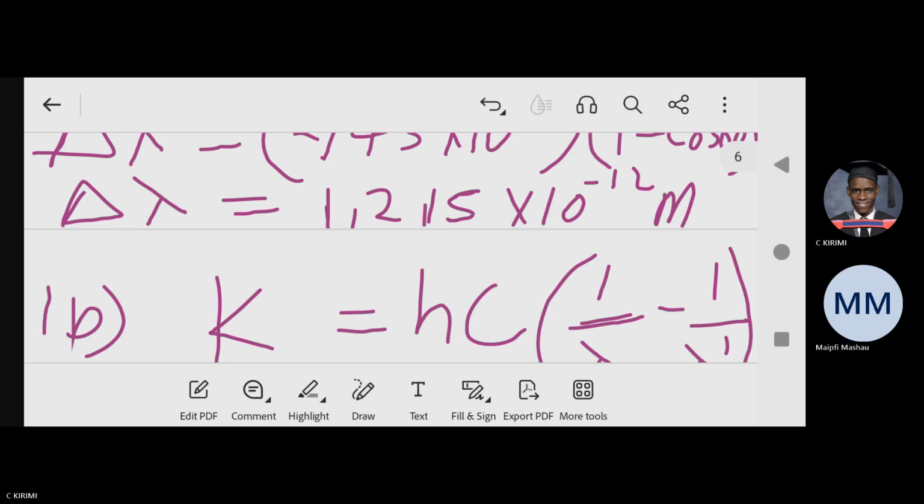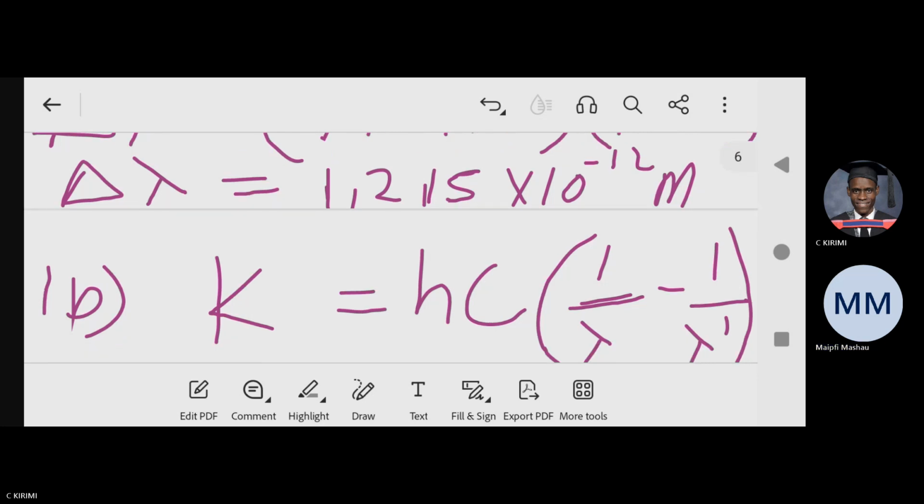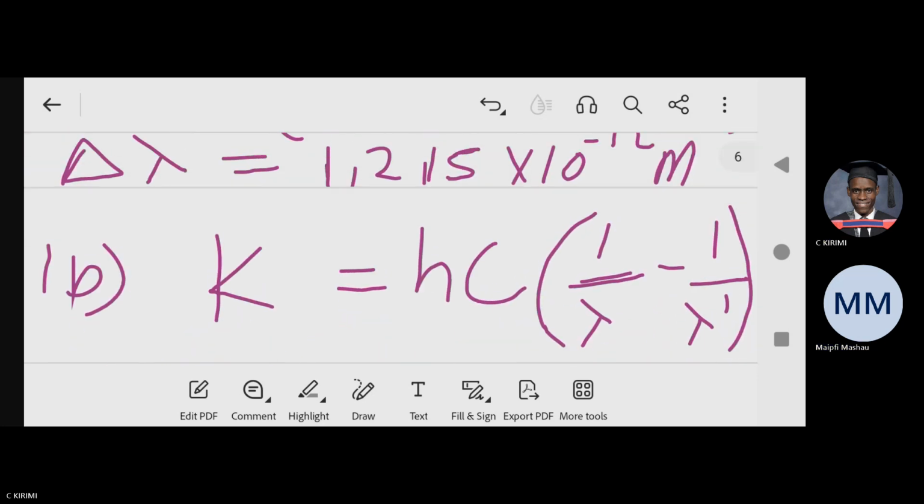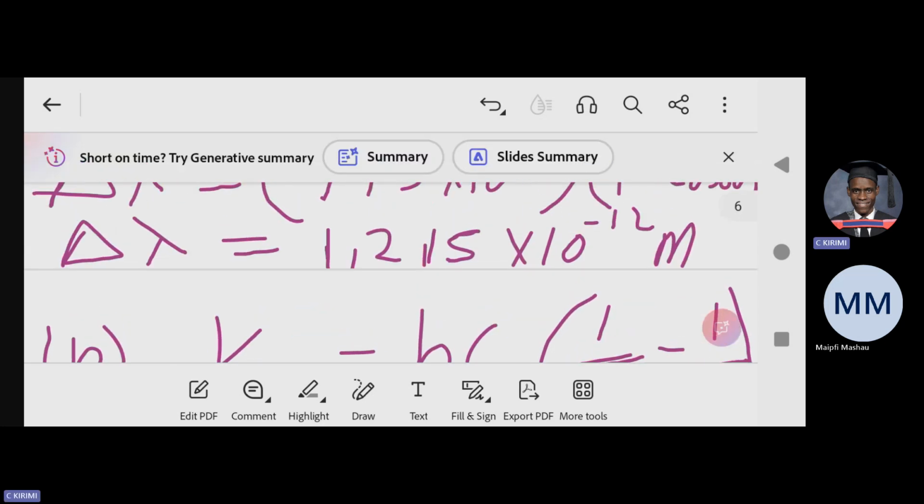In terms of nanometers, how many nanometers are these? The change. How many nanometers? What do you divide by? 10 to the power negative 9. So just divide that number by 10 to the power negative 9.